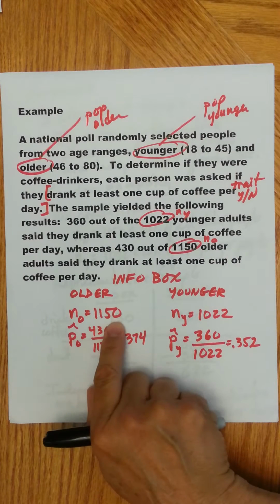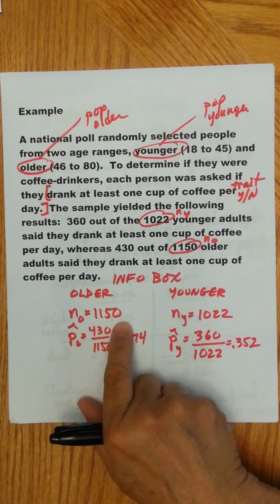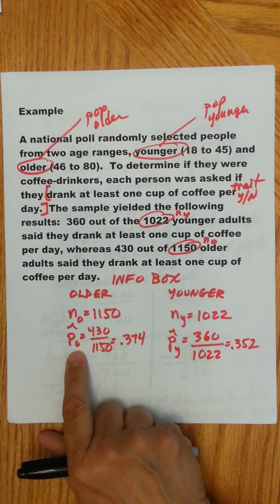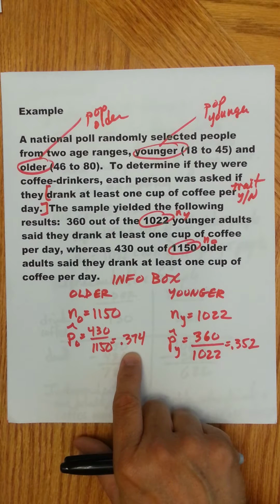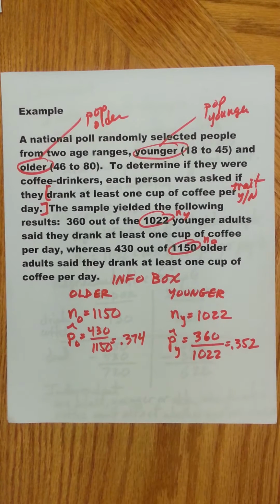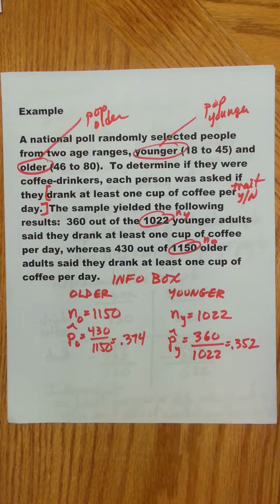The sample size from the older population is 1150. The sample proportion from the older population is 430 divided by 1150, which is 37.4%, but we always work as a decimal, 0.374. For the younger, the sample size was 1022, and the sample proportion from the younger population was 360 out of 1022, or 0.352, 35.2%.